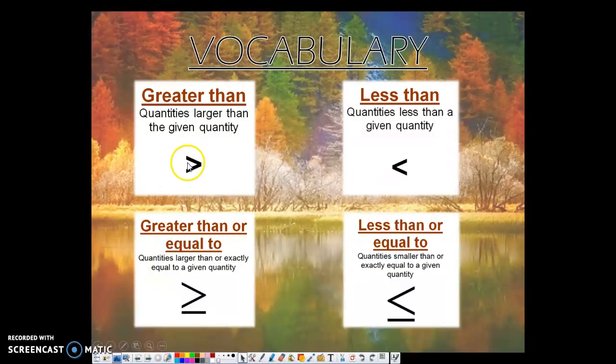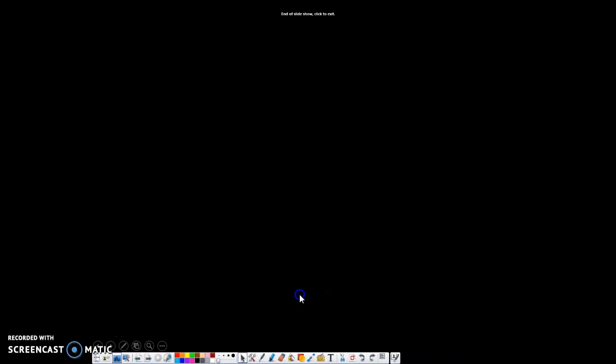Greater than, that means the bigger number will be on this side. Less than, the smaller number will be on this side. Greater than or equal to, the bigger number will be on this side, or the same exact number, because it can be equal to. Less than or equal to, the smaller number will be on this side, or the same exact number, because it's equal to.